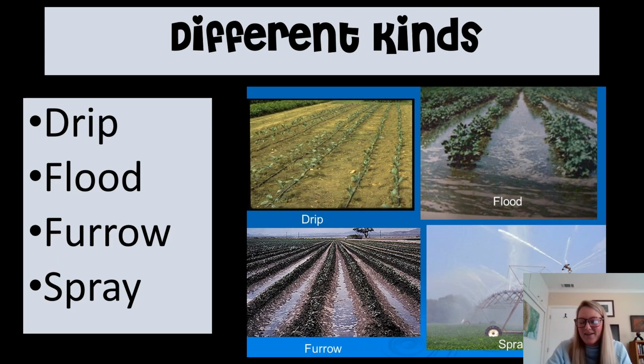Now, there are four kinds of irrigation that the College Board says you need to know. So there's drip irrigation, flood irrigation, furrow irrigation, and spray irrigation. And we're going to go through each of those right now.